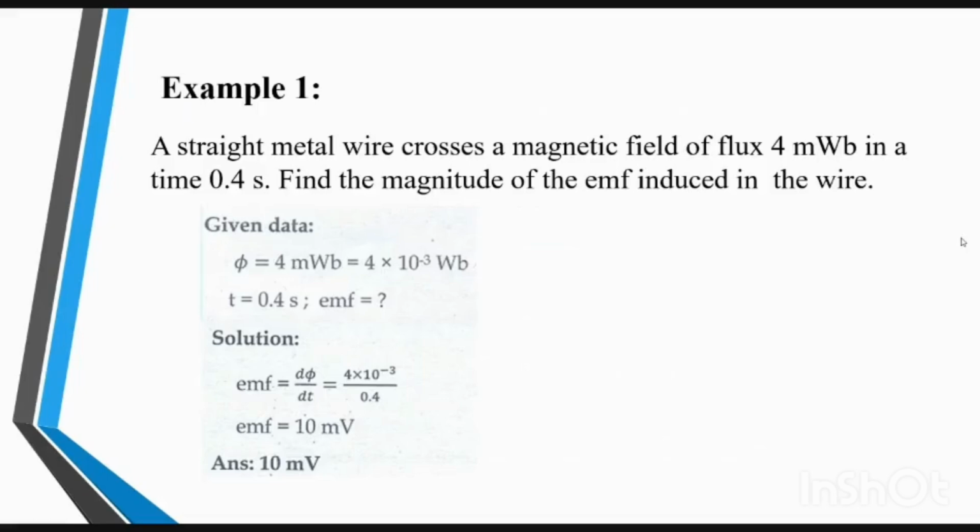Therefore, the equation for EMF is equal to d phi by dt, that is equal to 4 into 10 raised to minus 3 divided by 0.4. That is equal to 10 millivolt. So the answer is 10 millivolt.